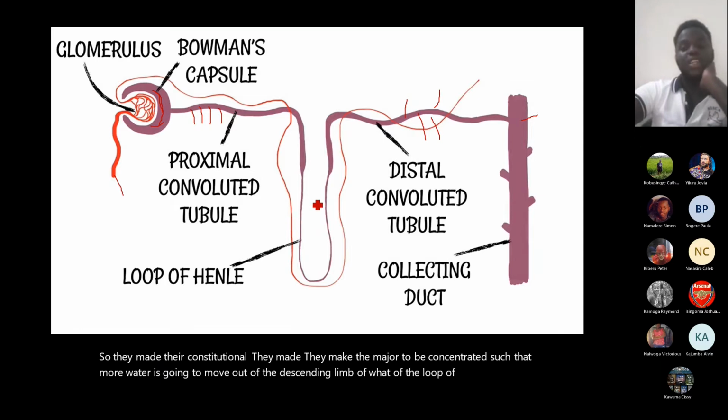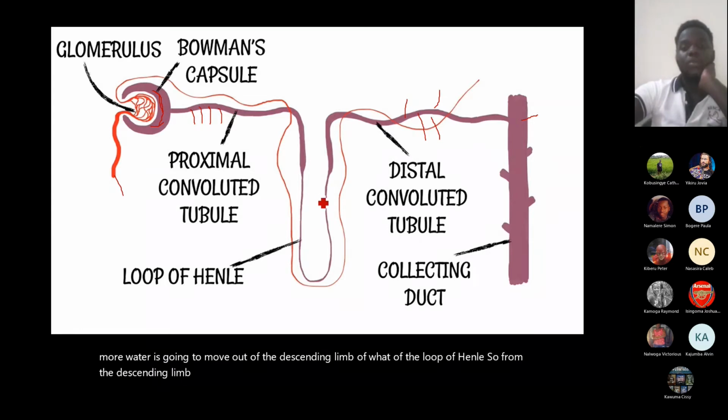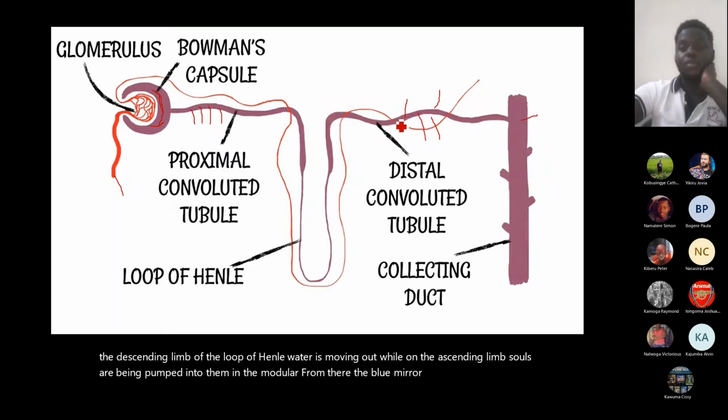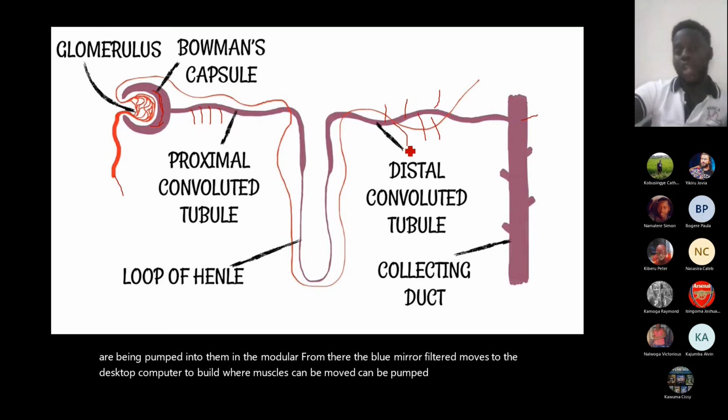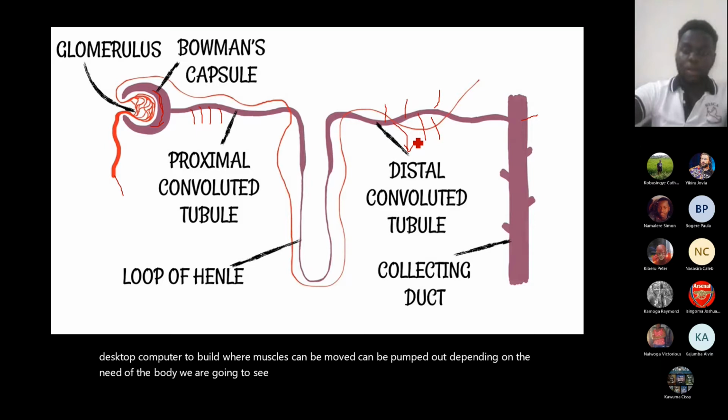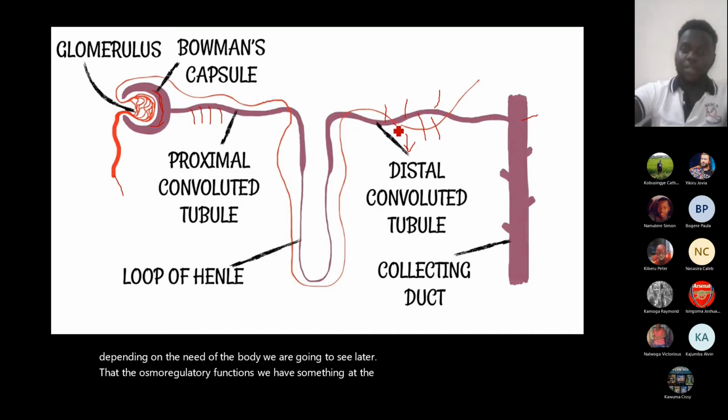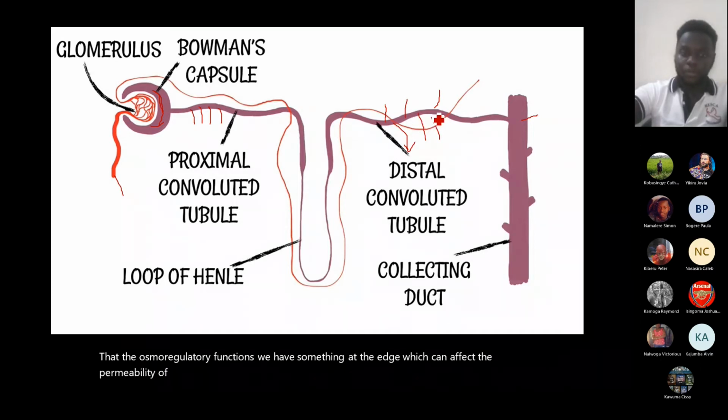So from the descending limb of the loop of Henle, water is moving out, while on the ascending limb, salts are being pumped into the medulla. From there, the glomerular filtrate moves to the distal convoluted tubule, where more salts can be pumped out depending on the need of the body. We are going to see later that in the osmoregulatory functions, we have something, ADH, which can affect the permeability of the distal convoluted tubule.